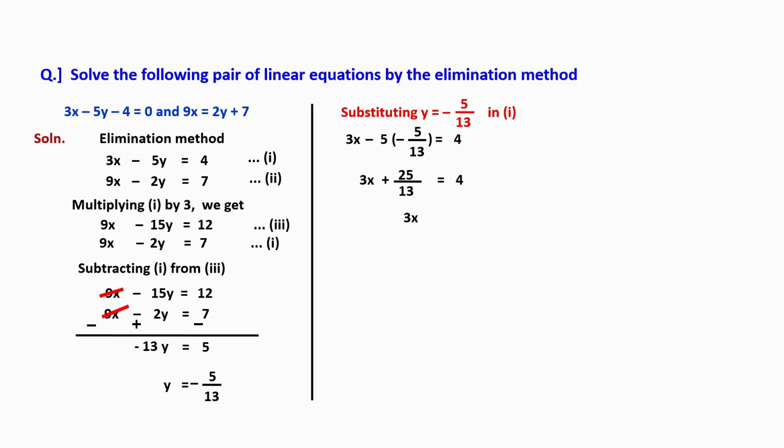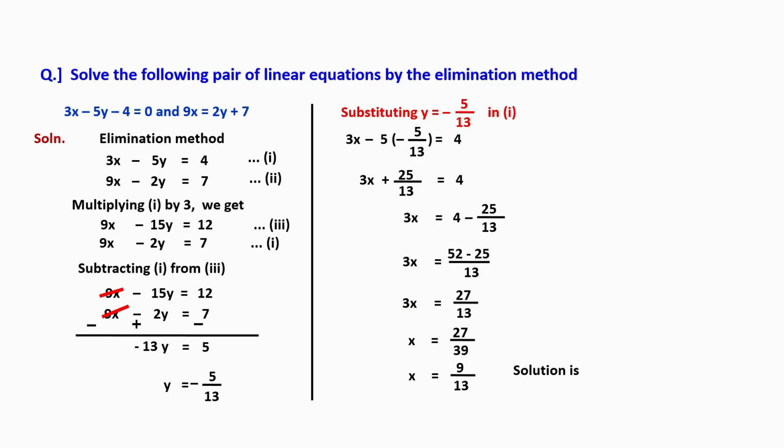Now, 3x equals 4 minus 25 divided by 13. We take a common denominator and get 3x equals 52 minus 25 divided by 13. So, 3x equals 27 divided by 13. Now, x equals 27 divided by 39, which simplifies to 9 divided by 13. Therefore, x equals 9 divided by 13 and y equals minus 5 divided by 13 is the solution of the given pair of linear equations.